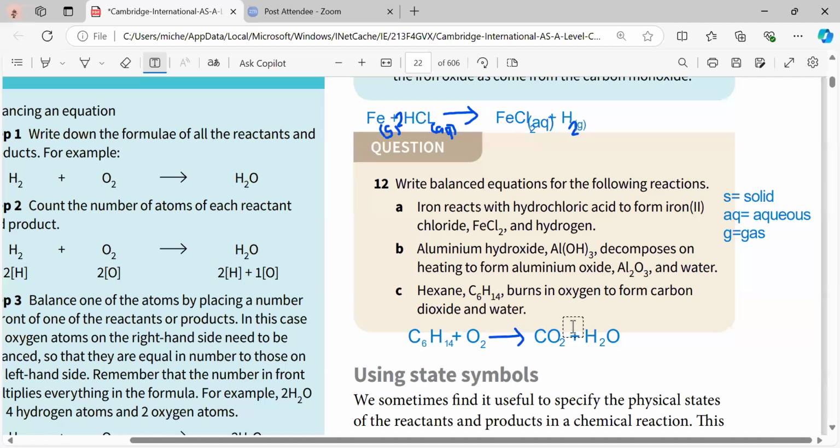Okay, so now we have hexane plus oxygen. They react with each other by burning, and they form carbon dioxide and water. So this is the reaction, and clearly you can see it is not balanced quite yet. So we're going to balance it.